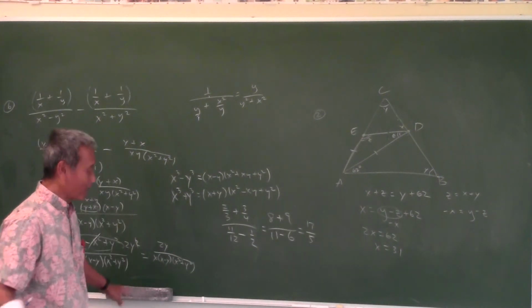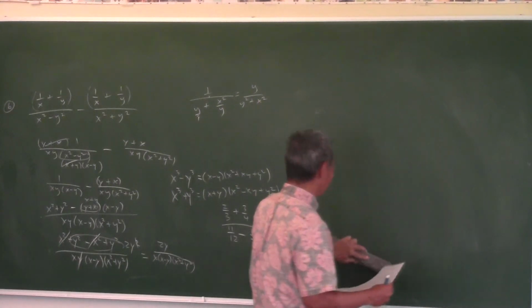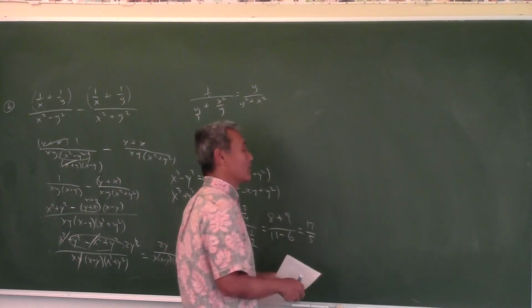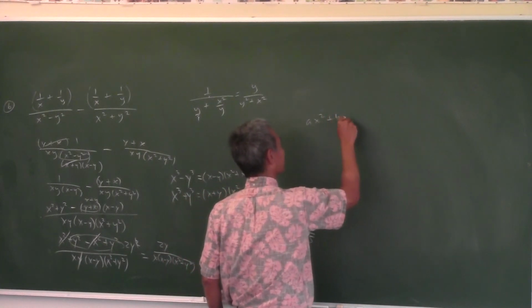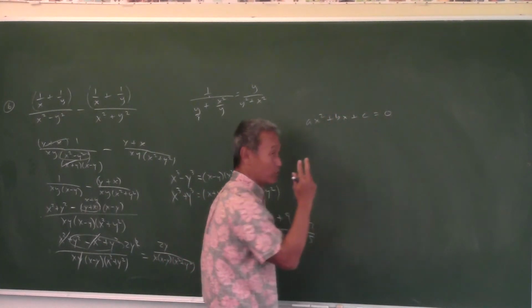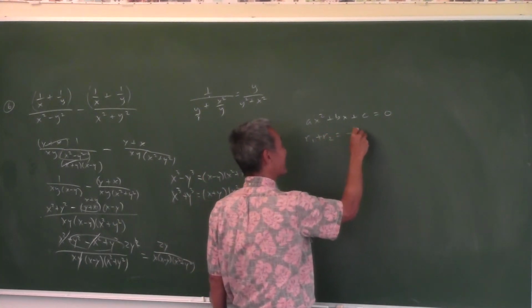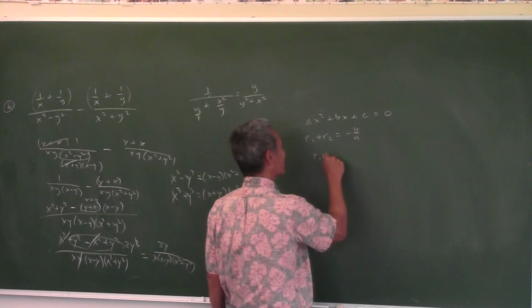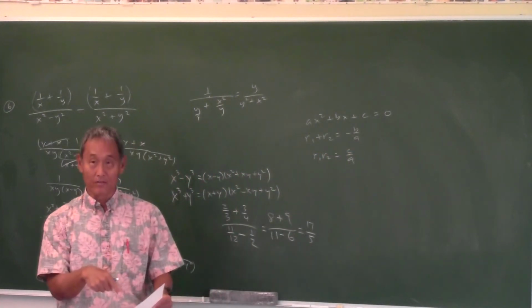Okay, let's look at event number 1. Now for this event, you have to know some things. If you have a quadratic equation, like this, there are 2 roots. The sum of the 2 roots will always be negative b over a, and the product of the 2 roots is always going to be c over a. That is critical to solving this problem right here.